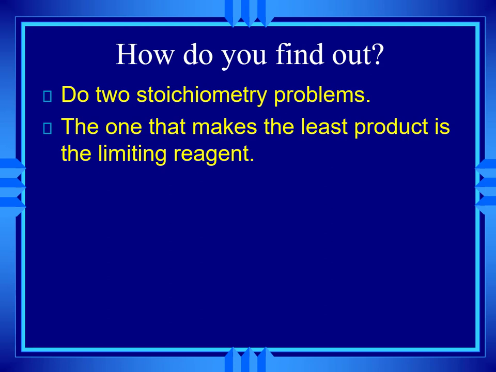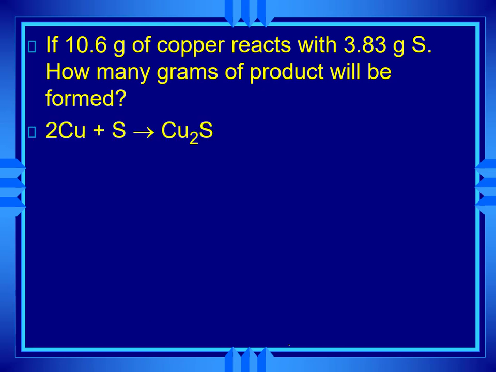So, here's an example. If 10.6 grams of copper reacts with 3.83 grams of sulfur, how many grams of product will be formed? So I had copper reacting with sulfur, and it's going to make copper 1 sulfide. They told me about both reactants, so I don't know which one I'm going to run out of.